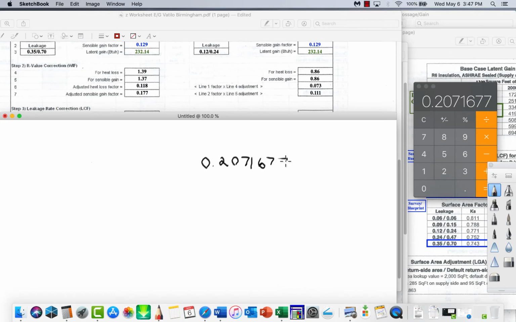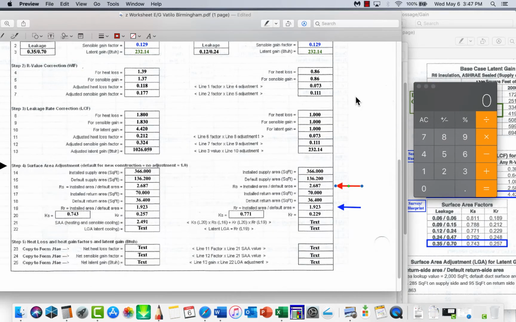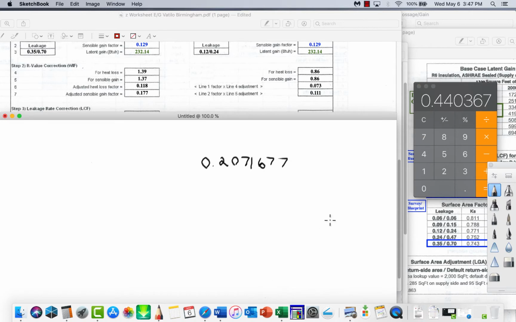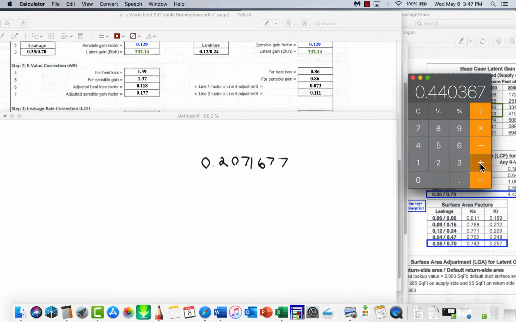0.207167. Okay. All right, back to our calculation. This number here times this number right here is 0.229 times 1.923. We get this number right here. Okay. So since we got this number right here, I'm going to make a little easier step. I'm just going to go ahead and add this number here to it.